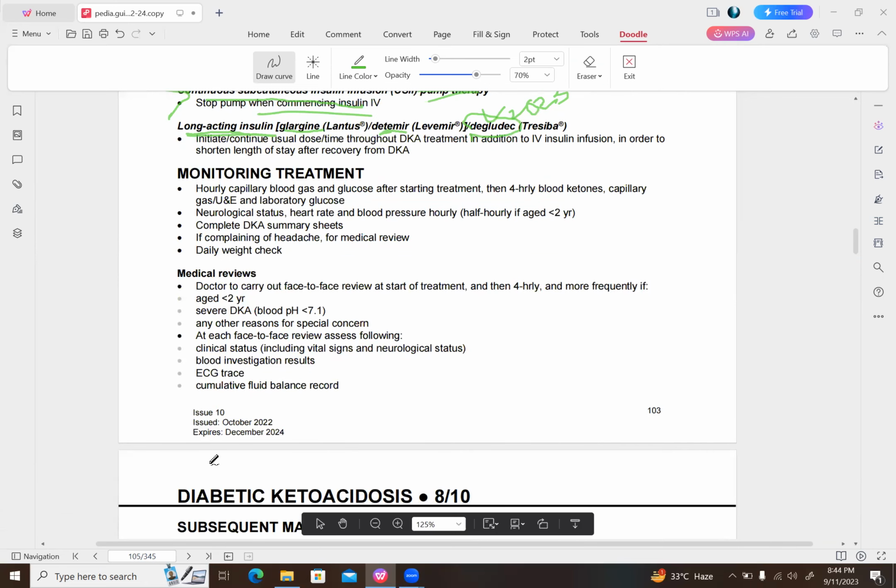Okay, so about the monitoring treatment, you check hourly blood glucose, blood gas, and then 4 hourly blood ketones. This is important. You have to check the neurological status and you have to check the vitals. Okay. You have to complete the summary sheet. Okay, all right.